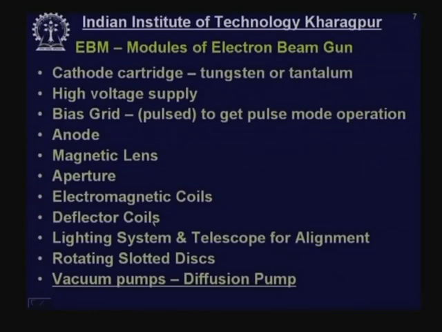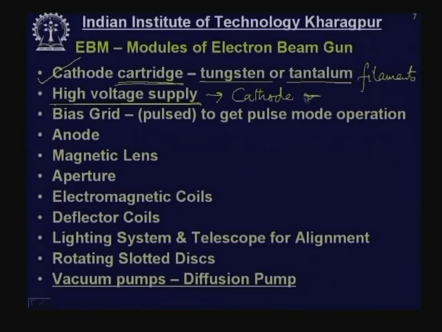Now, we have already discussed the different modules of the electron beam gun in the previous slide. Just to summarize, let us identify them once again. We require, as mentioned earlier, a cathode. It is typically in the form of a cartridge. We have also mentioned the cathode is made of tungsten or tantalum, in the form of filaments. There has to be a high voltage power supply so that the cathode is negatively biased, so that whatever thermionic emission of electrons takes place, they are repelled from the cathode. There is a bias grid, mostly supplied with a pulsed bias, so that we can operate the instrument in pulse mode.